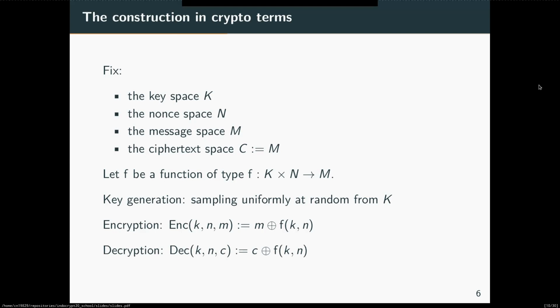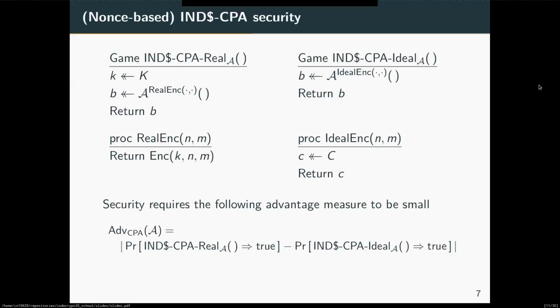So again, we're keeping things very abstract. We've got abstract spaces for the key space, the nonce space, and the message and ciphertext space, and then some abstract function f that has the given type. So it's a function from keys and nonces to messages, and then a couple of algorithms that we define concretely, right? The key generation is defined concretely as sampling uniformly at random, and the encryption and decryption algorithms are specified concretely from the abstract function f. What we want to prove about that specific construction is that it's a secure nonce-based encryption scheme.